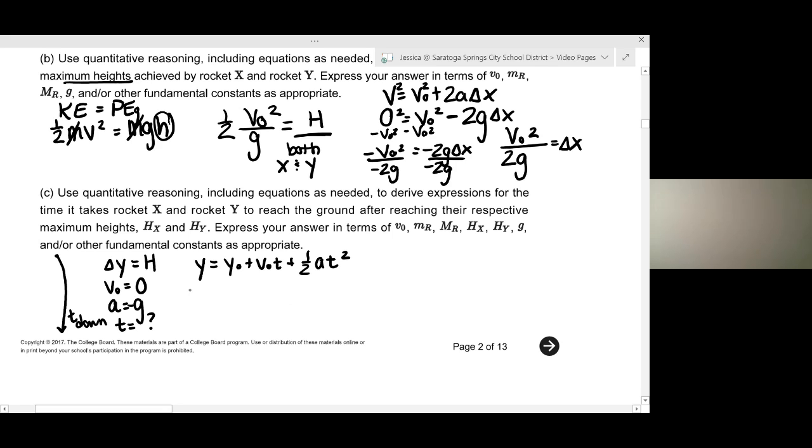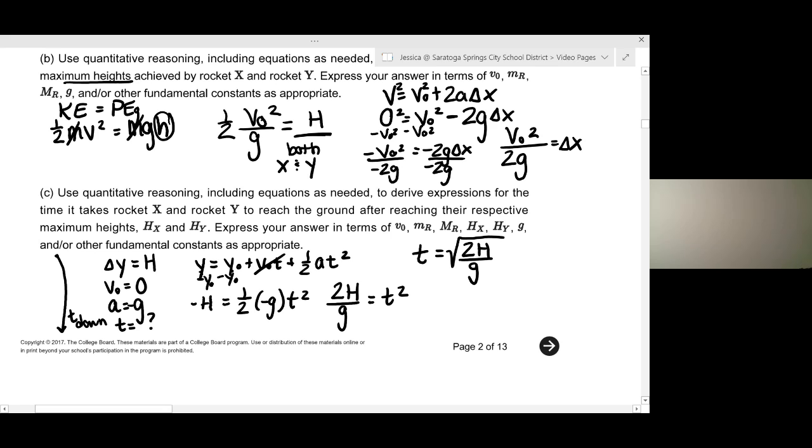So this side, if I was to subtract y0 here, that would really be delta y. So this is h equals v0 times t, which is 0, plus 1/2, and we're falling, so that's why it's a negative g, t squared. So I multiply both sides by 2 and divide by negative g. So 2h over g is t squared. So t is the square root of 2h over g.